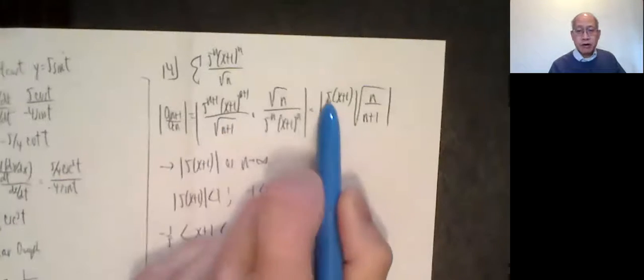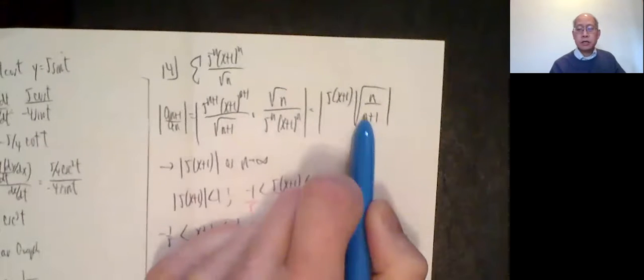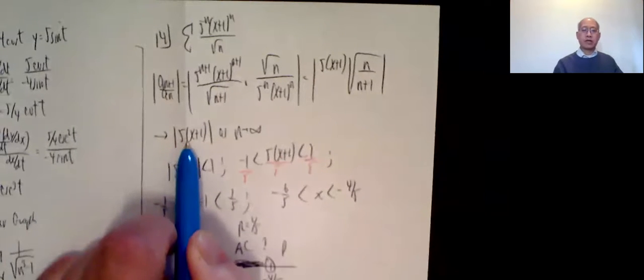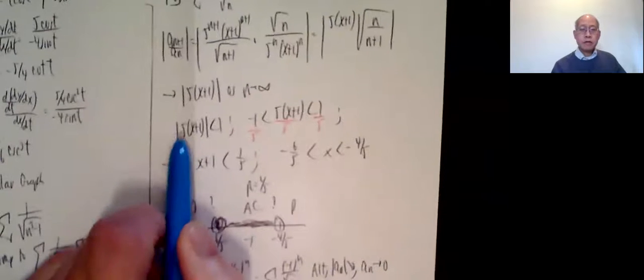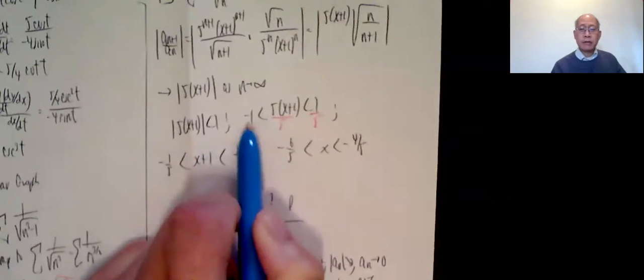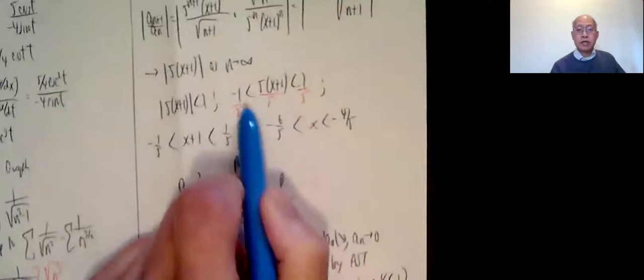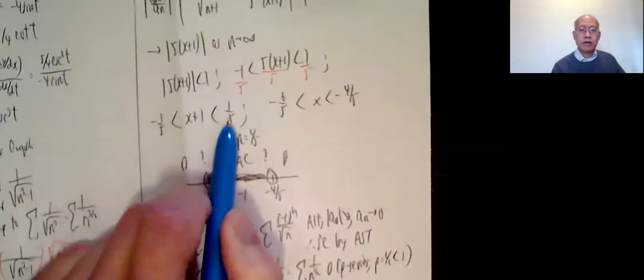Okay, the 5s leave me a 5. The x plus 1 leaves me x plus 1. The n stuff is this. So when n approaches infinity, this approaches 1. So this expression approaches absolute value of 5 times x plus 1 as n approaches infinity. So I have absolute value of 5 times x plus 1 is less than 1. That means negative 1 is less than 5 times x plus 1 less than 1. Divide everything by 5. Negative 1/5 less than x plus 1 less than 1/5.